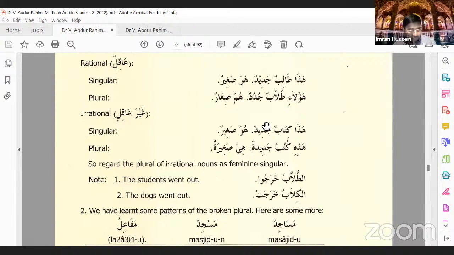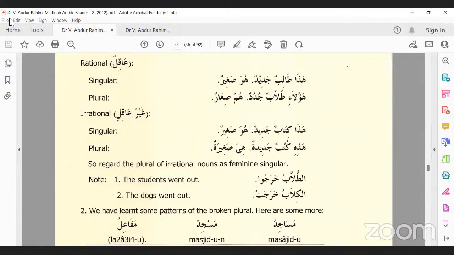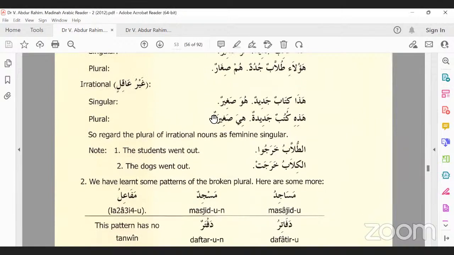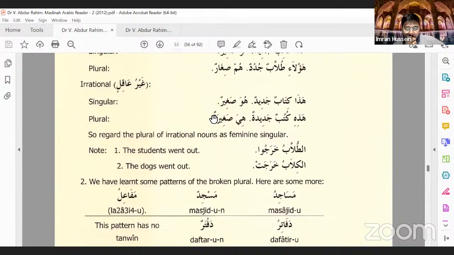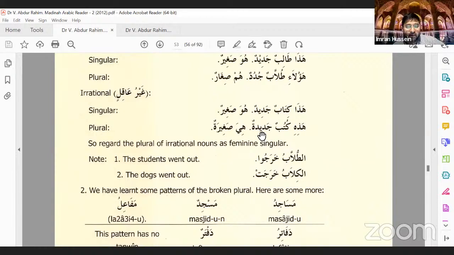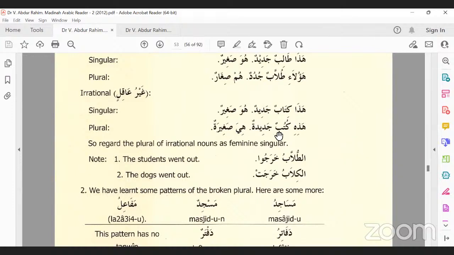Excellent. So for irrational nouns, hadha kitabun jadidun, huwa saghirun. This book is new, it is small. Correct. And the plural form is hadhihi kutubun jadidatun, hiya saghiratun. These books are new. They are small.